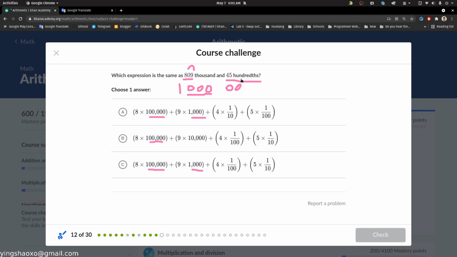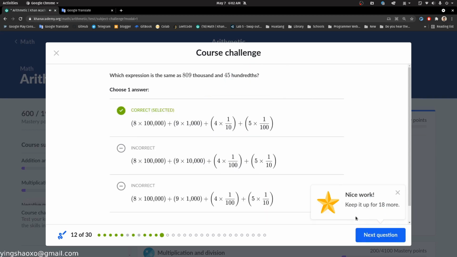Hundreds. Look at these words. What is that? It probably means, I don't know, maybe it represents something like this. Okay, if that's true, we will probably only be able to choose the first option. So I choose the first one and do a check. Yeah, we are correct. Let's go on.